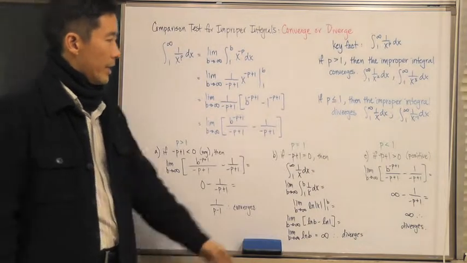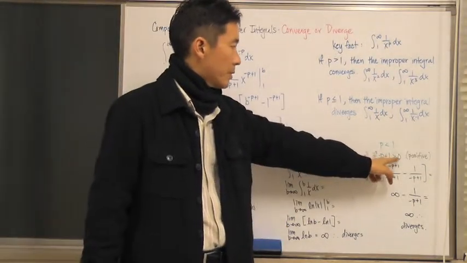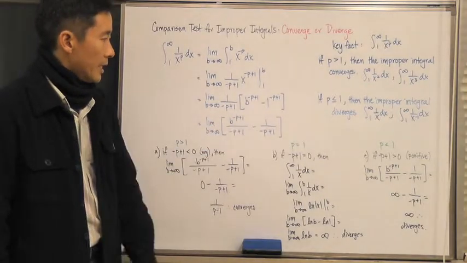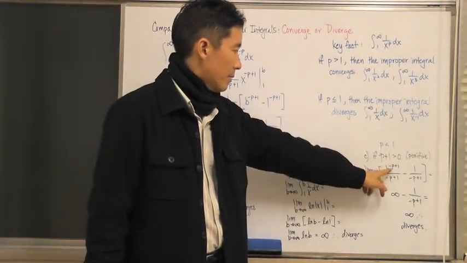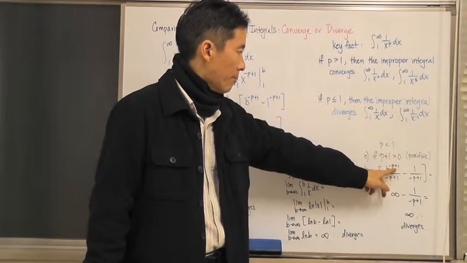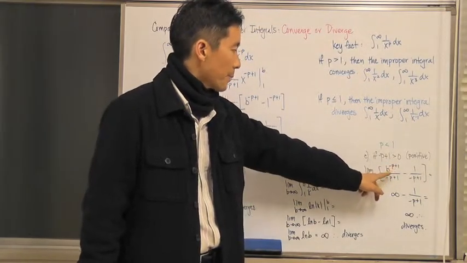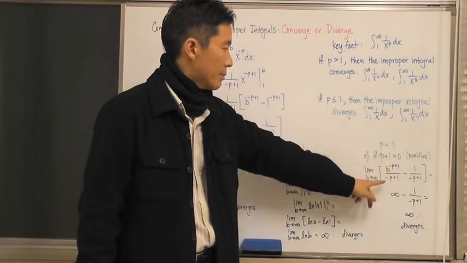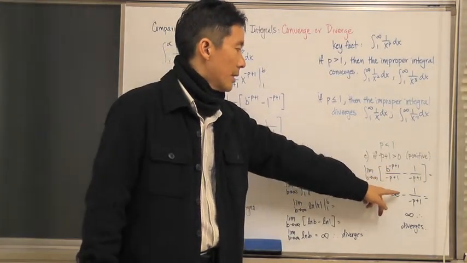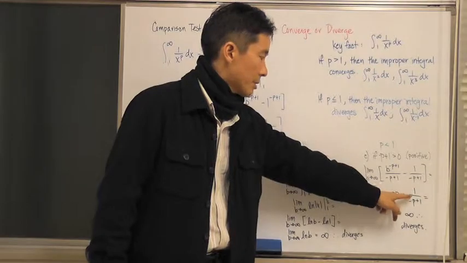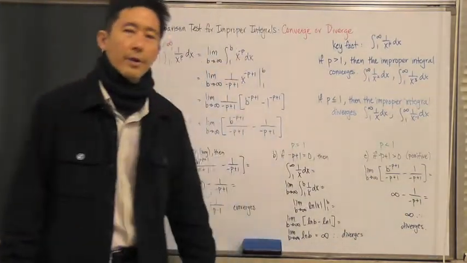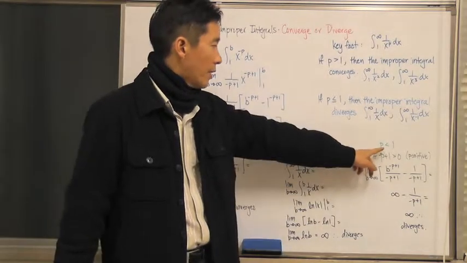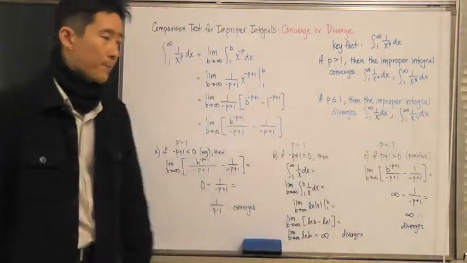Now, we need to see what happens when negative p plus 1 is greater than 0, or in other words, this exponent is positive. If we do that, this is going to be a positive exponent here. So infinity raised to a positive exponent is going to be infinity, minus this here, which is just a constant, and of course we come up with infinity. And therefore we know that it diverges if p is less than 1.